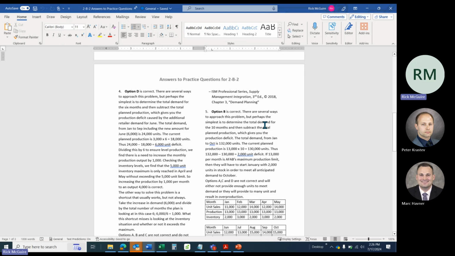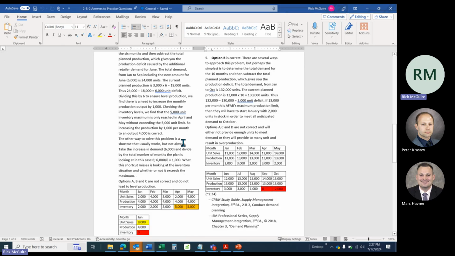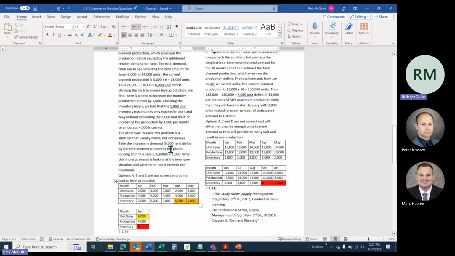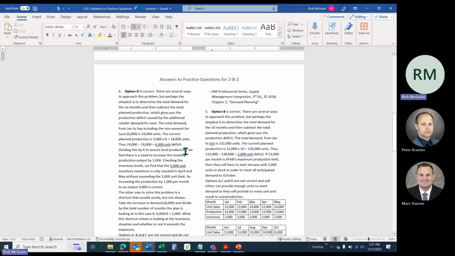And 4 is Delta. Problem perhaps the simplest to determine the total demand for the 6 months and then subtract the total planned production, which gives you a production deficit. And January to September includes June 6,000 is 24. I think this is another one where the problem is off a little bit. I thought this would be under 5 months, because the question isn't clearly worded that way. Then you look at the answers and they're all in even numbers, so maybe they mean 6 months.